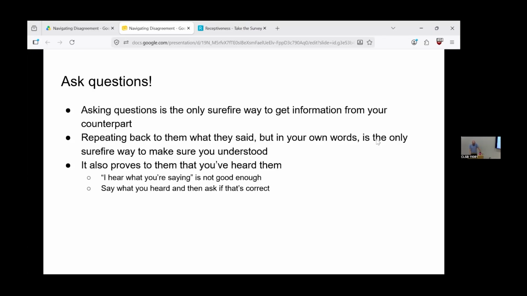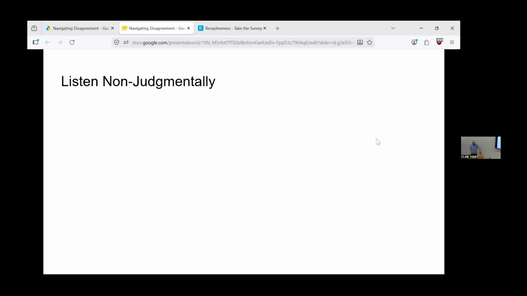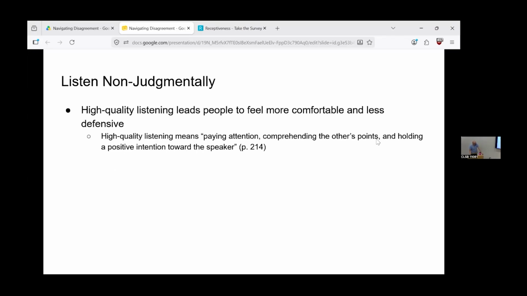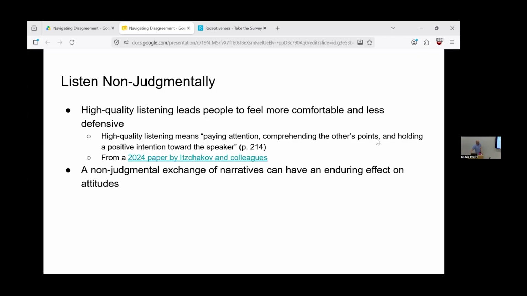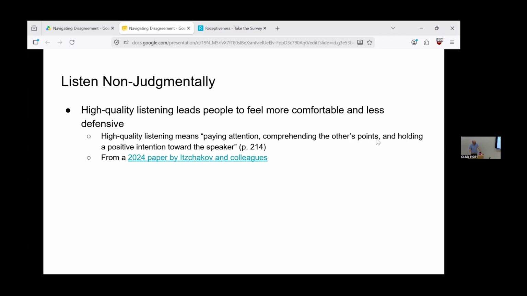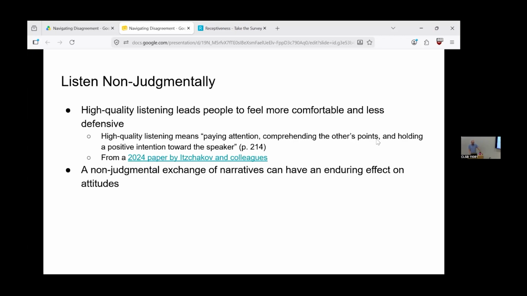So say what you heard and verify. You also want to listen non-judgmentally. So don't roll your eyes. Don't scoff. So paying attention, comprehending the other's points, holding a positive intention toward the speaker makes people feel more comfortable, less defensive.